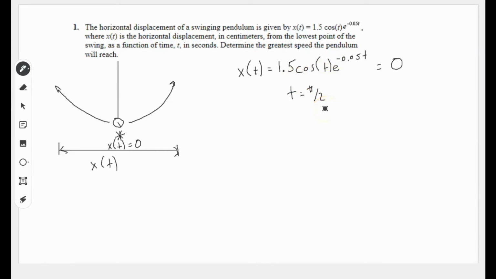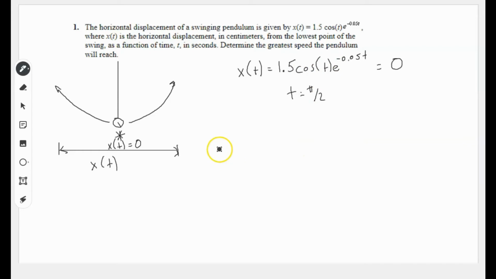I mean, it's periodic, so it's going to be true many, many times. But if you did plot this function in Desmos, you would see that it's actually a damped function, meaning the period doesn't change, but the amplitude is getting smaller and smaller. So the speed is going to be highest at the very first occurrence, which would be pi over 2. That's the very first time that the function will become 0.